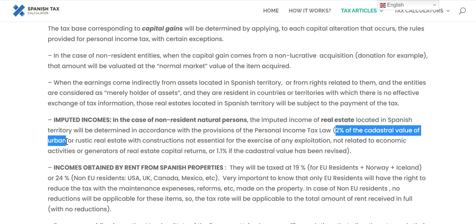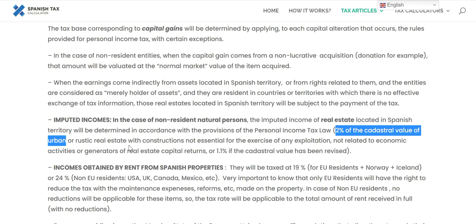So, for example, imagine that you have a house in Spain. You are not resident. The cadastral value of this house is 60,000 euros. You don't use this property at all during the year, and even though the property has not been rented, the Spanish system will consider that you have an income of 2% of the cadastral value.